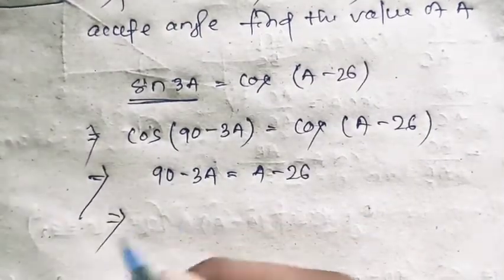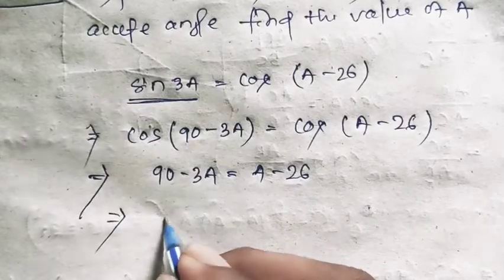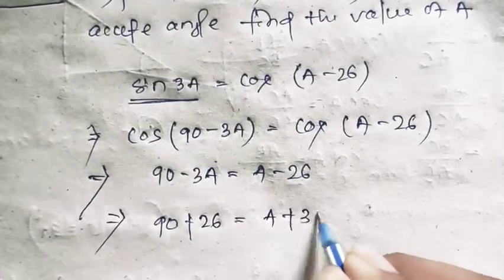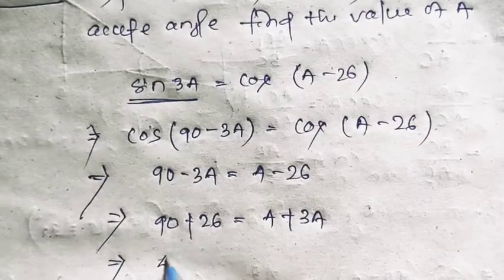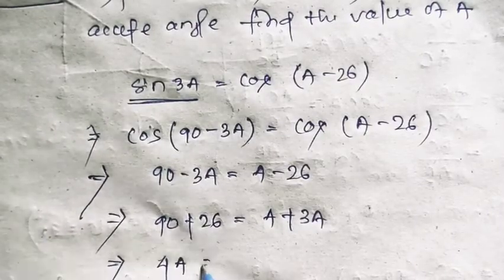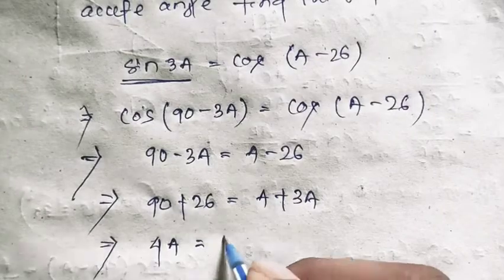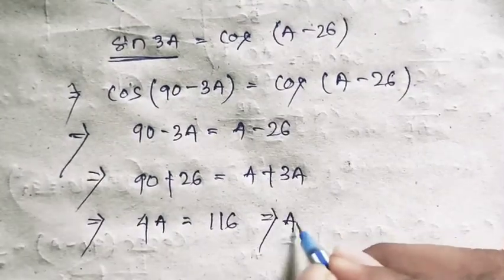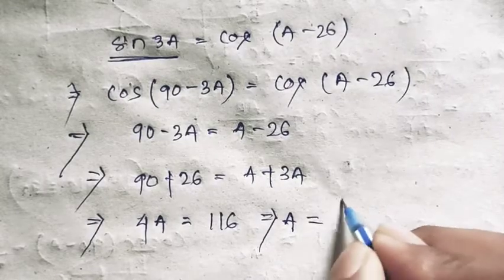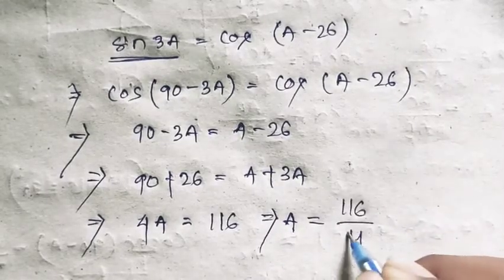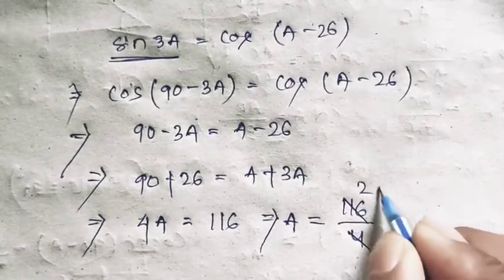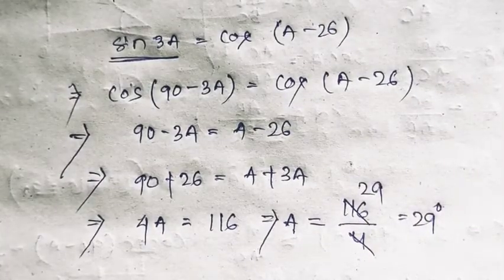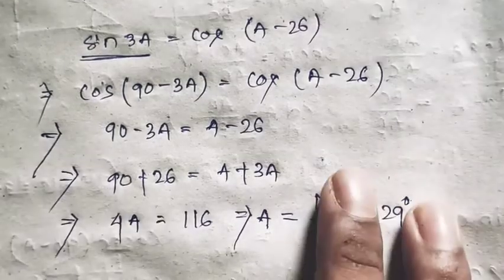Solving this equation, 90 plus 26 is equal to A plus 3A. This implies 4A is equal to 116. This implies A will be 116 by 4. A is equal to 29 degrees. Okay, I hope you understand this question.